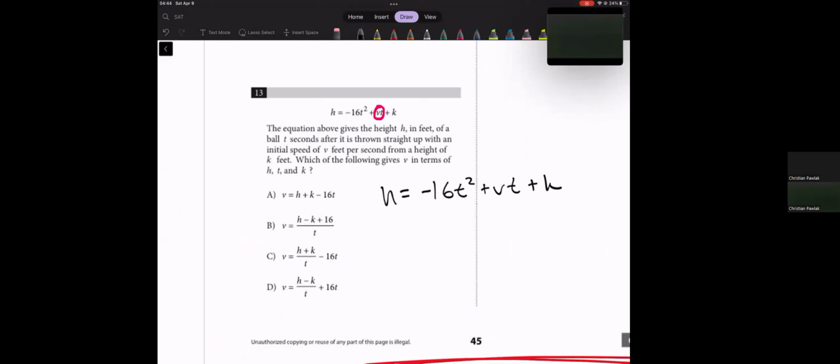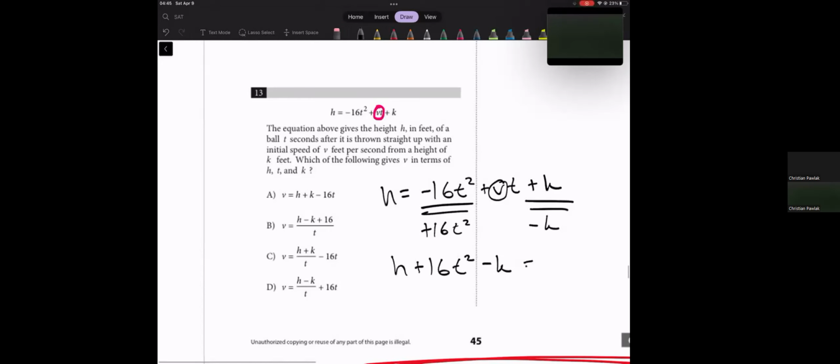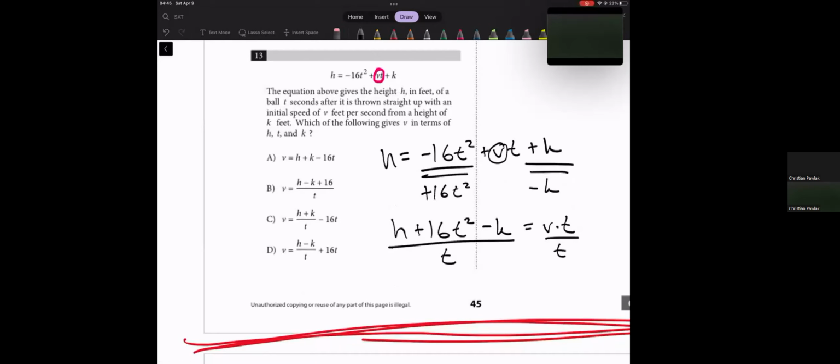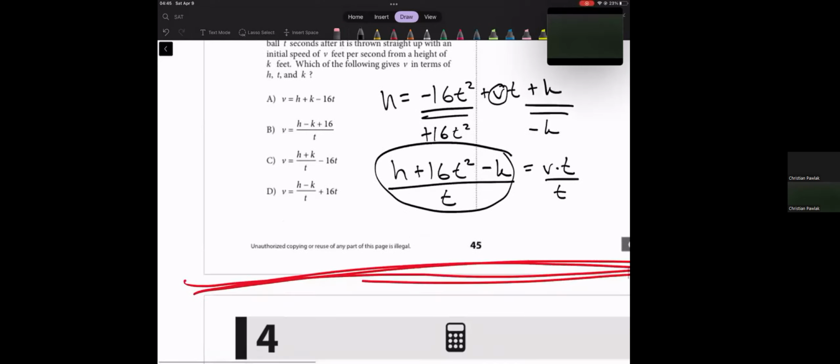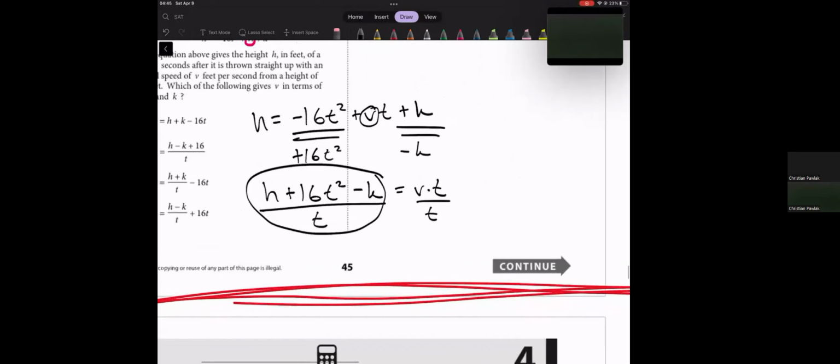In order to solve for v, what I would do is I would just move these things over. How do I move them? Add 16t squared, subtract k. So I have h plus 16t squared minus k equals vt. And then to get v by itself, I have to divide everything by t. Now you see there's no answer that looks exactly like this. Why is that? Because they chose to reduce everything by t.